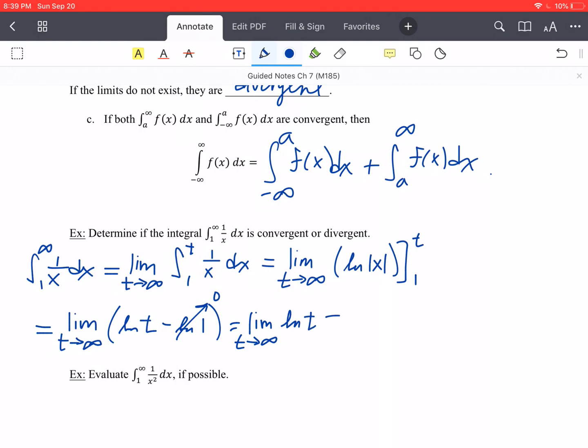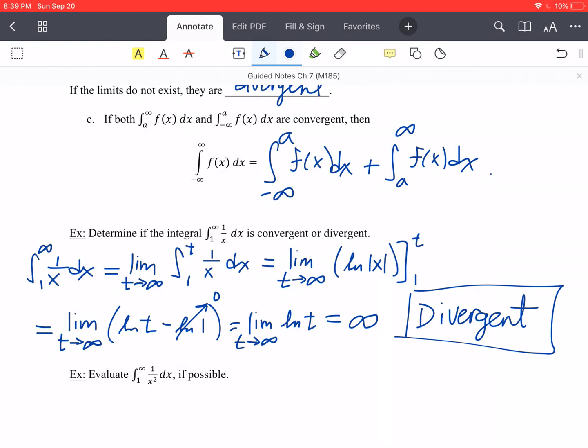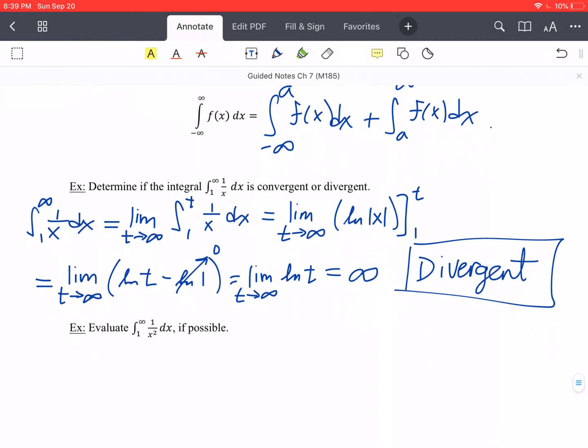As t grows infinitely large, the value of ln of t is also going to grow infinitely large. So the limit is actually infinity. In other words, this integral is divergent, because the area keeps growing and growing infinitely large. Let's try another one.